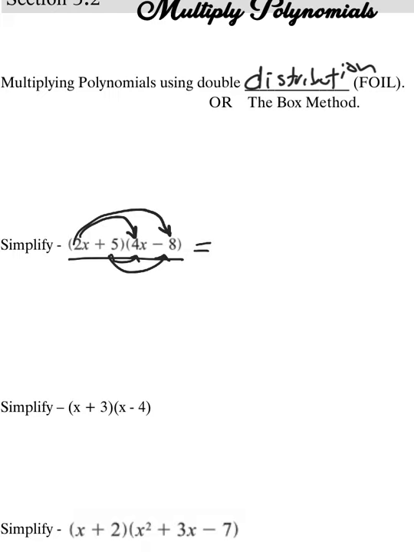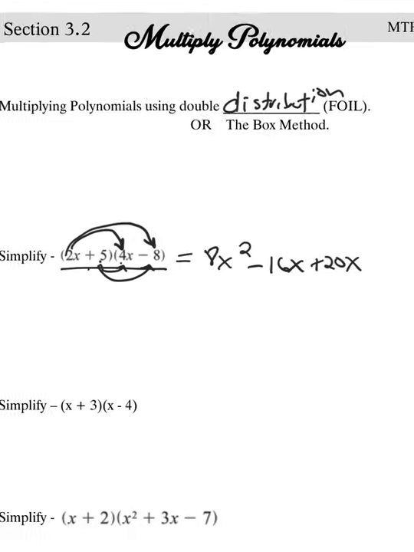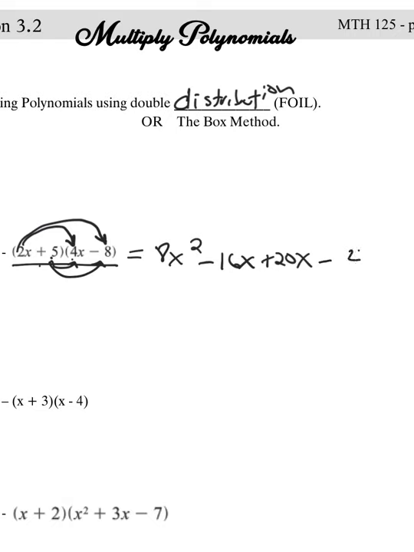So if I have 2x times 4x, that's 8x squared. 2x times negative 8 is negative 16x. 5 times 4x is 20x. And then I have positive 5 times negative 8, which is negative 40. I can combine these two middle terms because they are like terms. So I'll have 8x squared plus 4x minus 40. And that's just using the double distribution method, which is basically multiplying each piece of the second binomial by each piece of the first binomial.